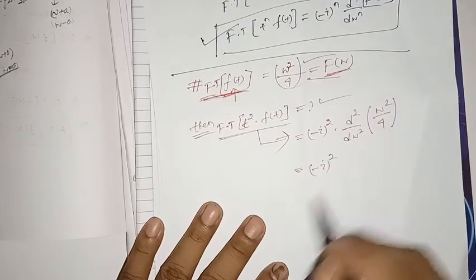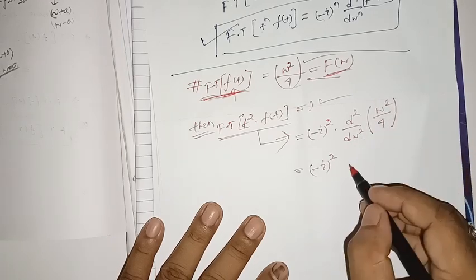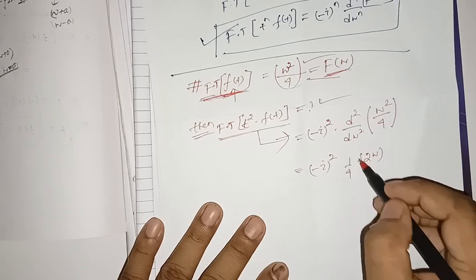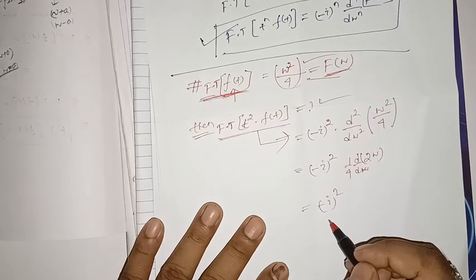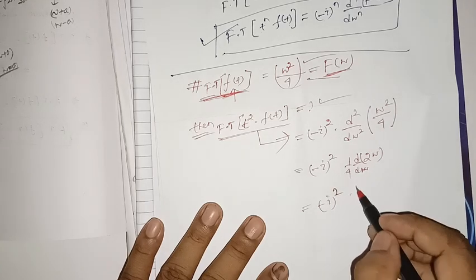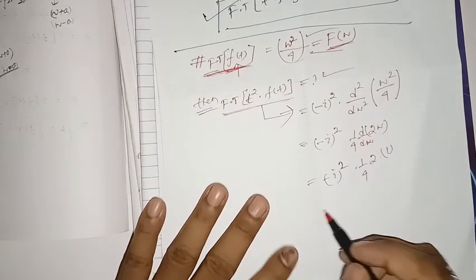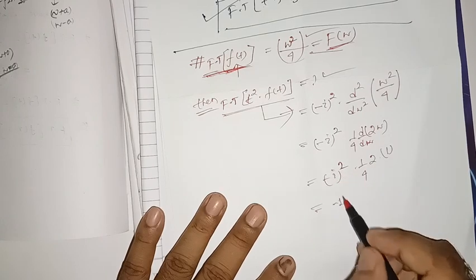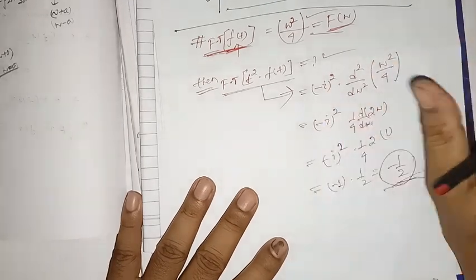(-i)^2, the first derivative: 1 by 4 is a constant, the first derivative will be 2 omega, since we are differentiating with respect to omega, then the second derivative is 2. So we have minus i squared, which is minus 1, times 1 by 2. Finally we get the answer minus 1 by 2. So this type of short question you can find based upon this property.